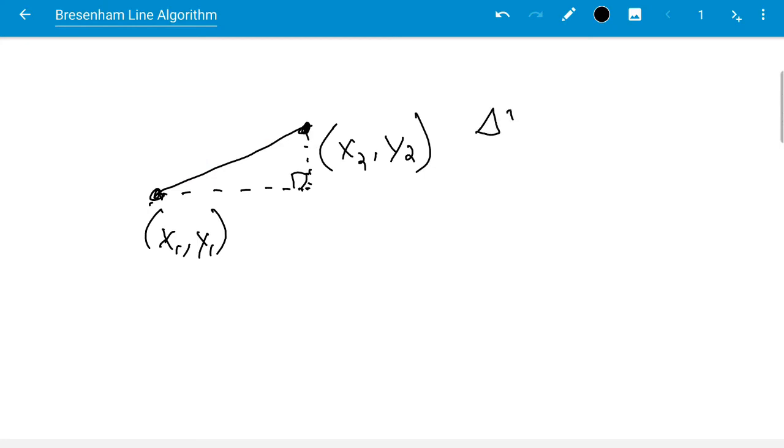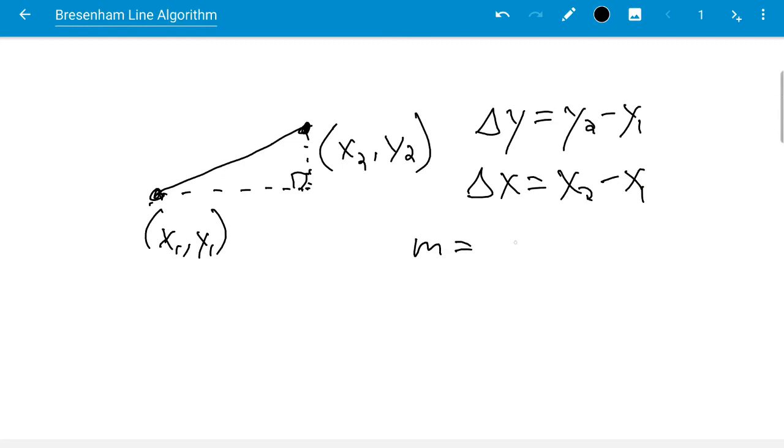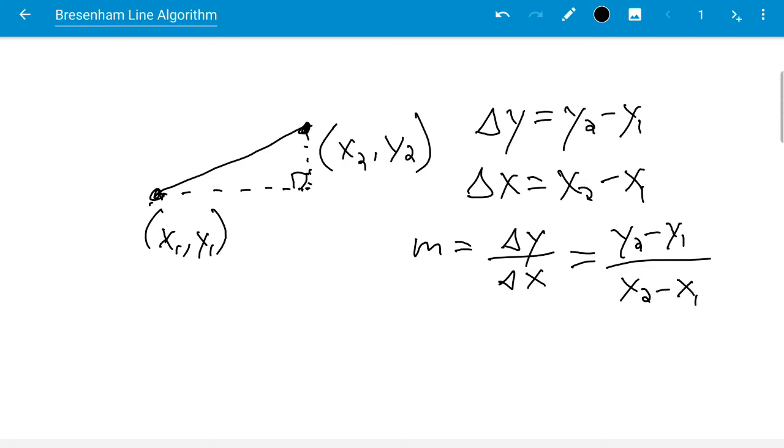So our rise is a delta y, change in the y coordinate. Our run is a delta x, change in our x coordinate. And then our slope is going to be delta y over delta x, or the difference in the y values divided by the difference in the x values.